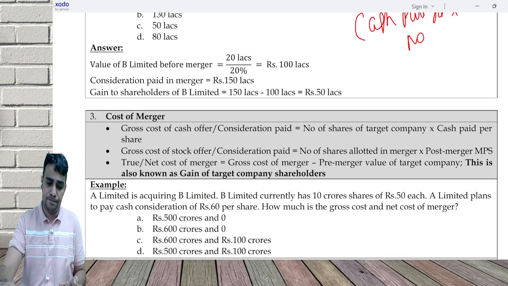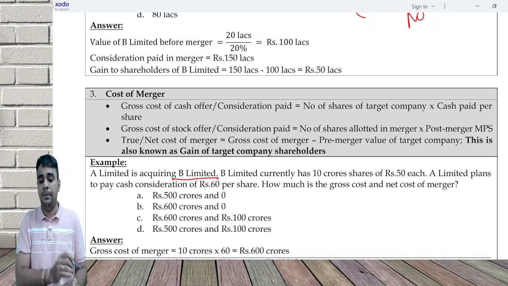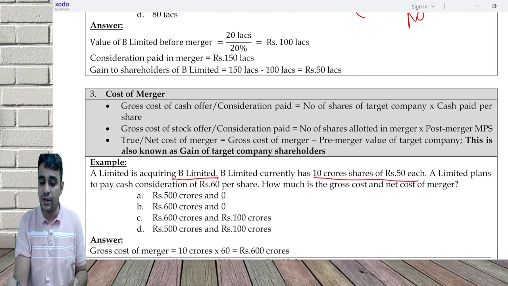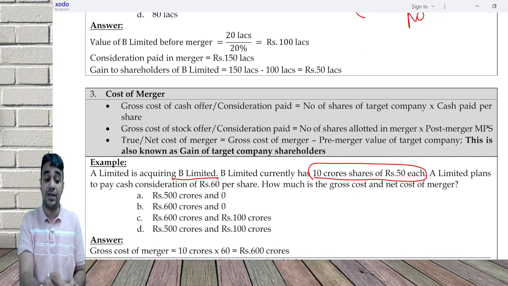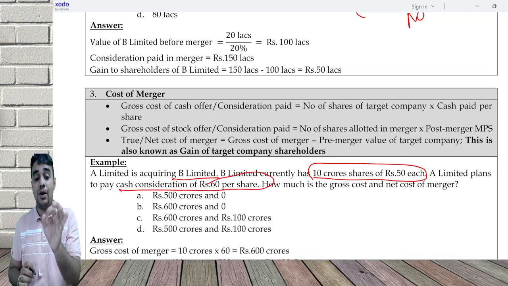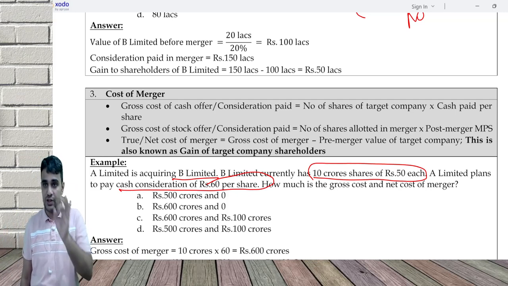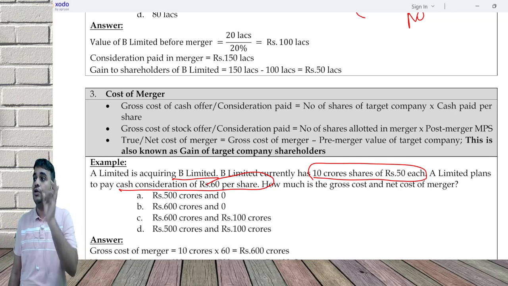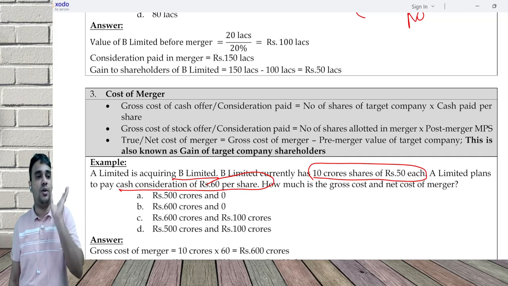An example: A Limited is planning to acquire B Limited. B Limited currently has 10 crore shares, and you have decided that you will pay a cash consideration of 60 per share. So your gross cost is 60 into 10 crore. That's your wish. You have decided that you will pay extra. 60 into 10 crore is the consideration. Okay, that is if you pay cash.